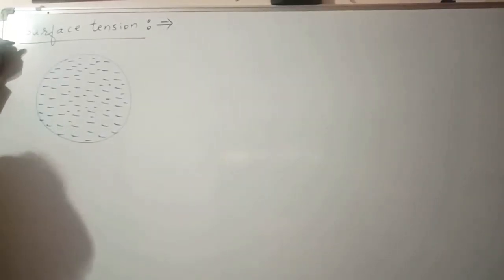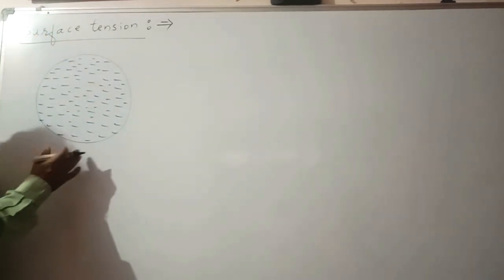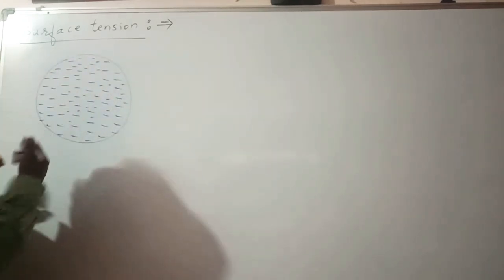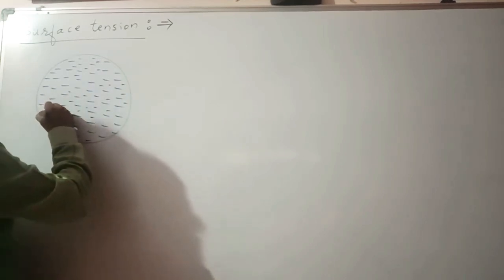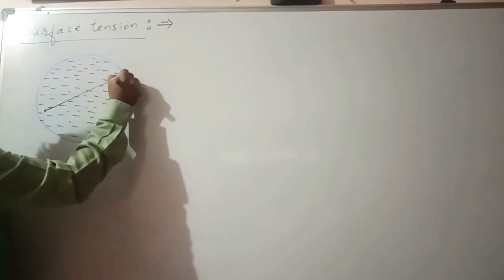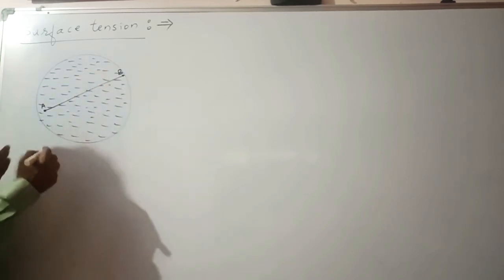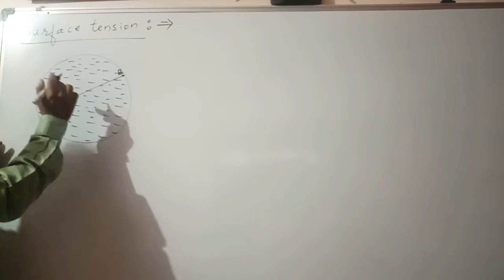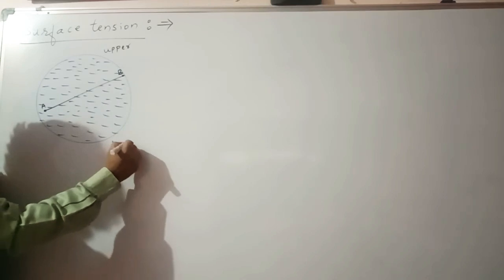Let us talk about surface tension. So this is the phenomenon of liquid. For that purpose, just consider here a water surface. This is the upper surface of water, and if we divide this water surface into two parts like that, suppose I draw a line here, and that line is supposed to be AB. So this line divides this surface into two parts. One is the upper surface, and this one is the lower surface.